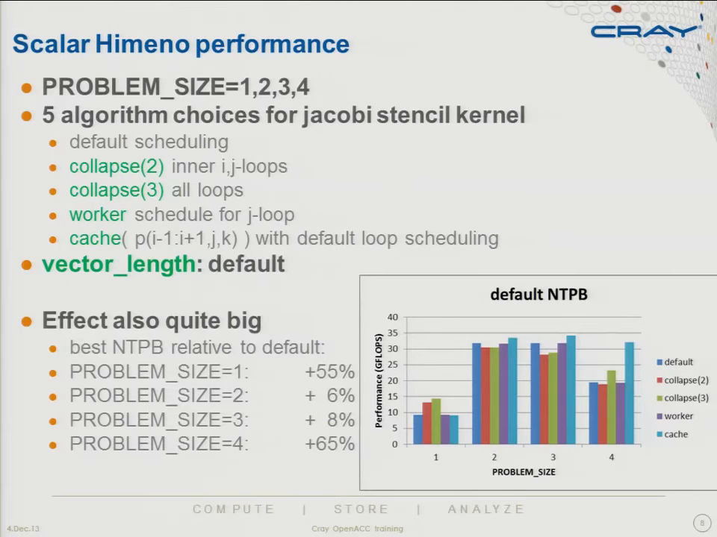Here, using the cache clause gives me a 6% performance increase relative to the default. Again, for problem size 3, cache is best, and cache is best for problem size 4. And again, I get a 65% increase here by using the cache relative to the default algorithm. So again, playing around with these is giving me performance increases, but I'm doing it with directives. I'm not having to rewrite CUDA kernels. It's a great productivity win for OpenACC that it's so easy to change the scheduling.